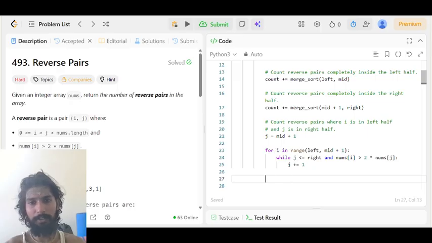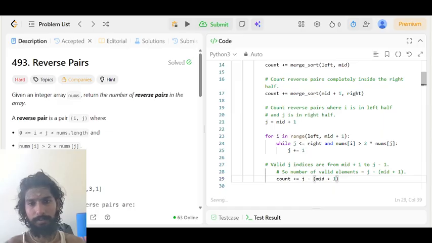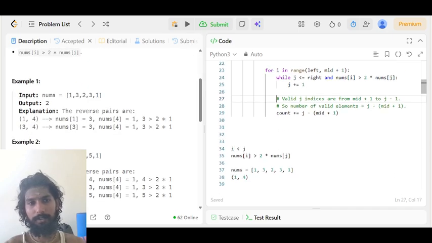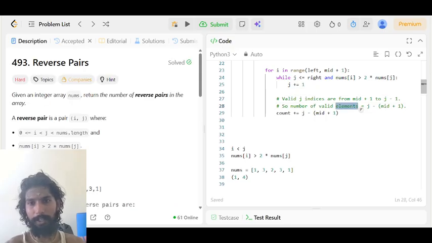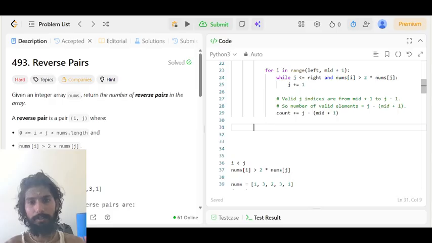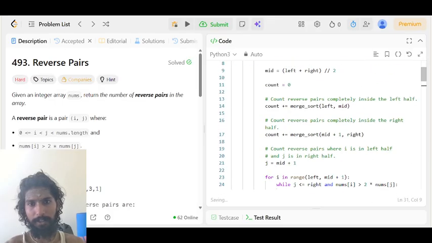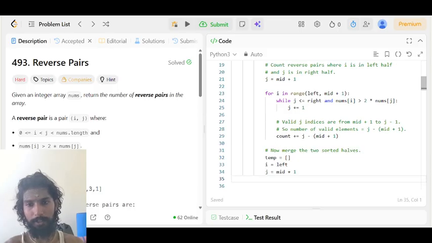Now we start increasing j. Valid j indices are from mid+1 to j-1, so the number of valid elements equals j minus mid minus 1. Now we have got the count of the reverse pairs where i lies in the left half and j in the right half, the cross pairs. Now we merge the sorted left and right half. We are not writing a separate function for merge, but doing the merge right away inside this.